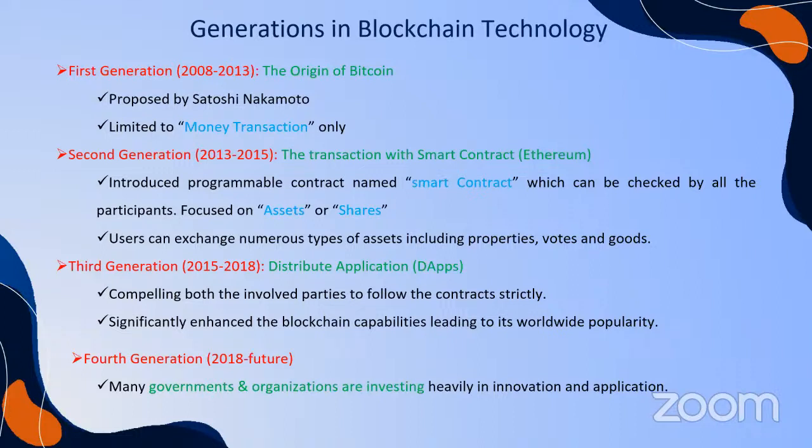We also launched IBM and the Linux Foundation's Hyperledger to boost blockchain development. But with Hyperledger, we can only generate private blockchains, not public and consortium blockchains. Then we introduced the programmable contract, called a smart contract, which can be checked by all participants, focused on assets or shares between two parties and multiple parties. Users can exchange numerous types of assets, including properties, votes, goods and music, using some types of tokens.